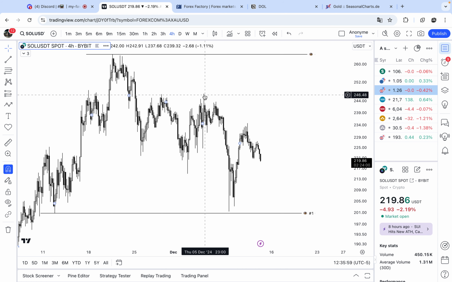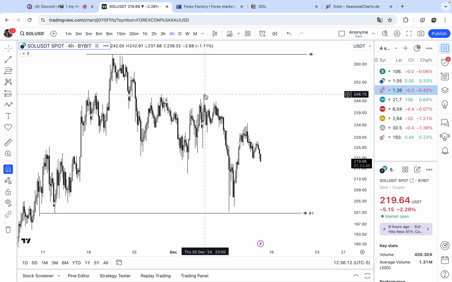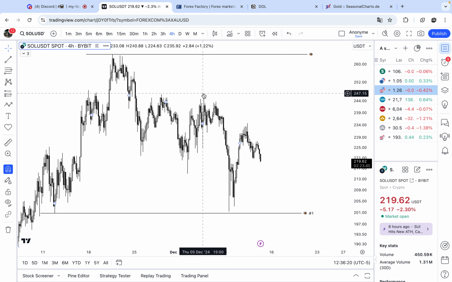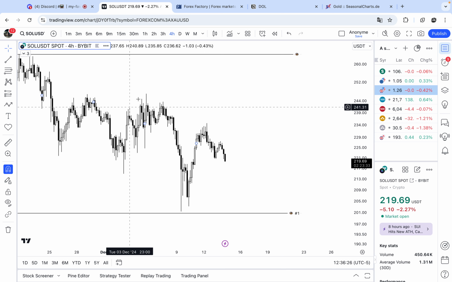We need to break this level. If you see that price is going like this and then forms a CRT here, it's valid for sales still because we're still bearish. If we break above this level, then you can say that we are bullish, because it's gonna turn into a breaker block. There's massive liquidity out there, and I think that also needs to be taken.